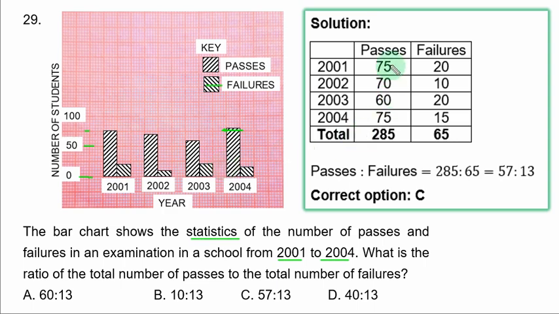So if you add, total passes is 285, total failures is 65. If you express as a ratio, you divide through by 5, and you have 57:13. C is the correct option.